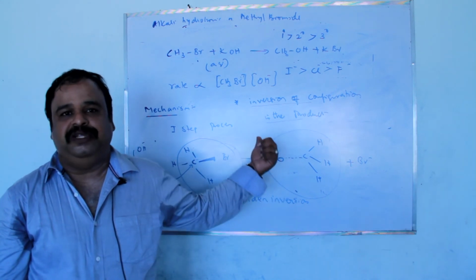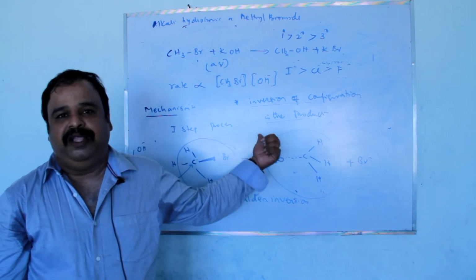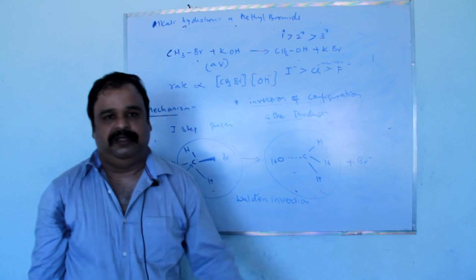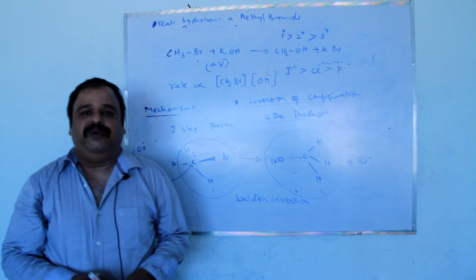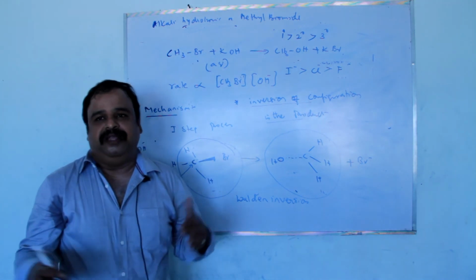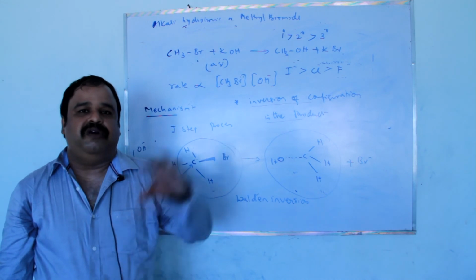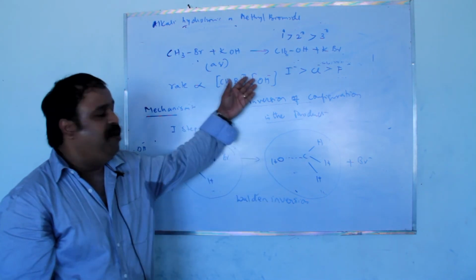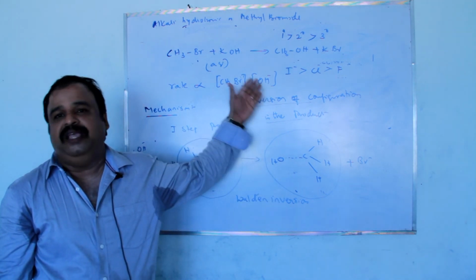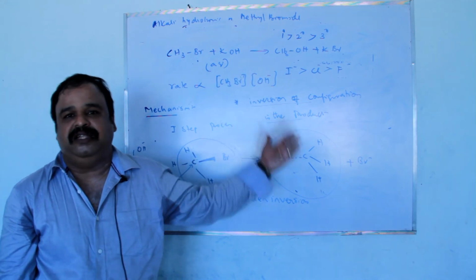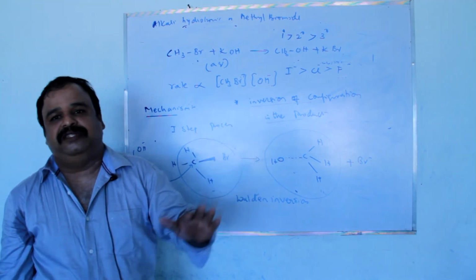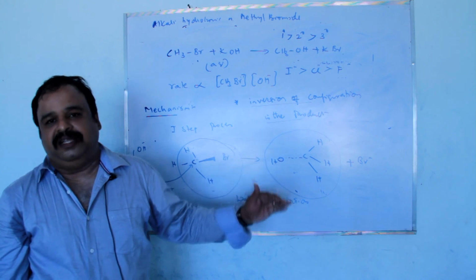Now we are going to proceed to substitution nucleophilic unimolecular reactions. In this reaction, the rate depends upon the concentration of the alkyl halide only, but not on the OH minus, and we get products with 50% retention and 50% inversion of configuration. We shall see that later.